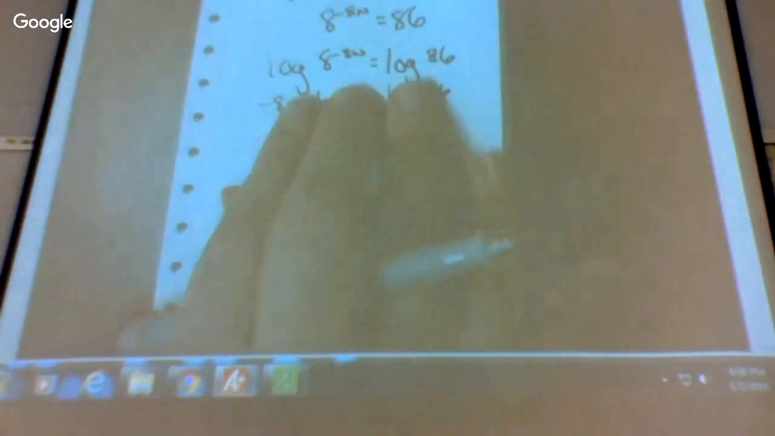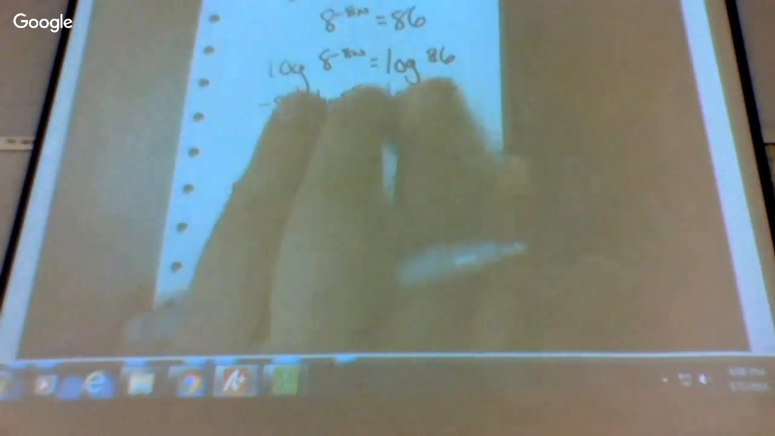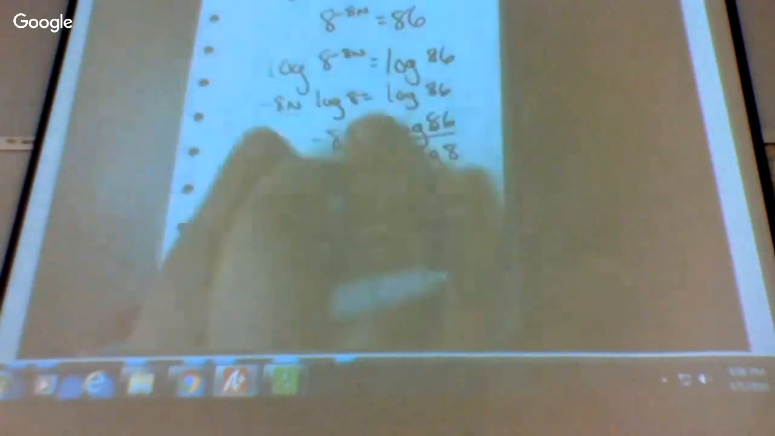Okay. So when I took the log of both sides, I then pulled the negative 8n in front.